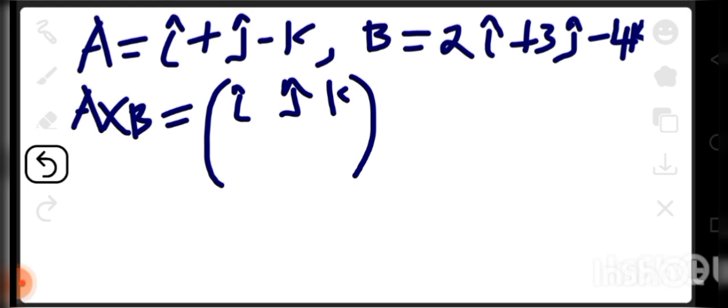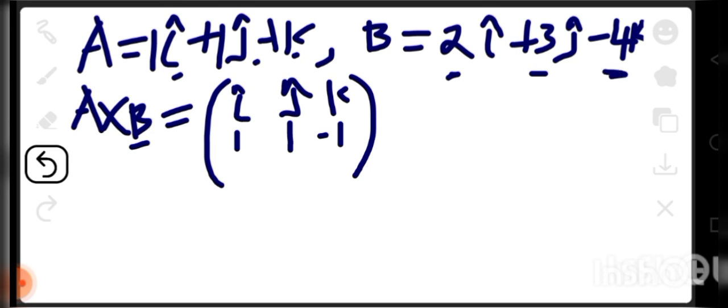Let's check: in vector A, I is 1, J is 1, but K is minus 1. So you just put them here. Then go to vector B. For B, I is 2, J is 3, K is minus 4. Just arrange it.